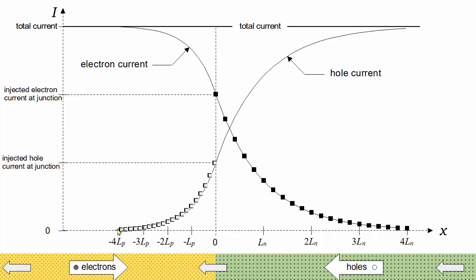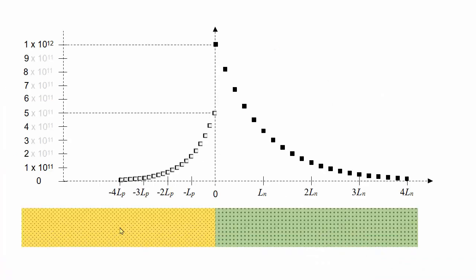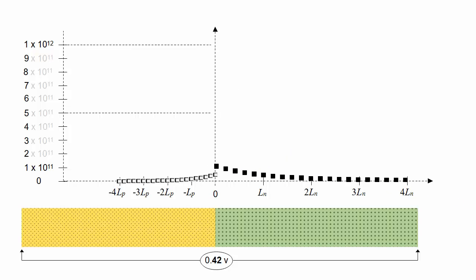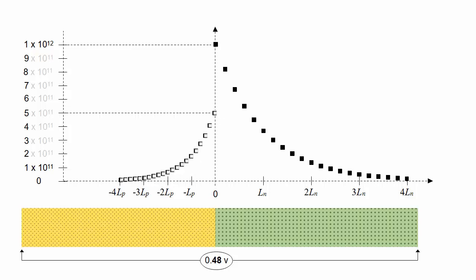Now let's return to the linear plot of injected carrier concentrations. We applied 0.48 volts to get a peak electron concentration of 10 to the 12. The diffusion current is proportional to the slope of the graph. If we lower the voltage by 0.06 volts, the carrier concentrations, diffusion current, and total current decrease to 1/10 of what they were, and vice versa.